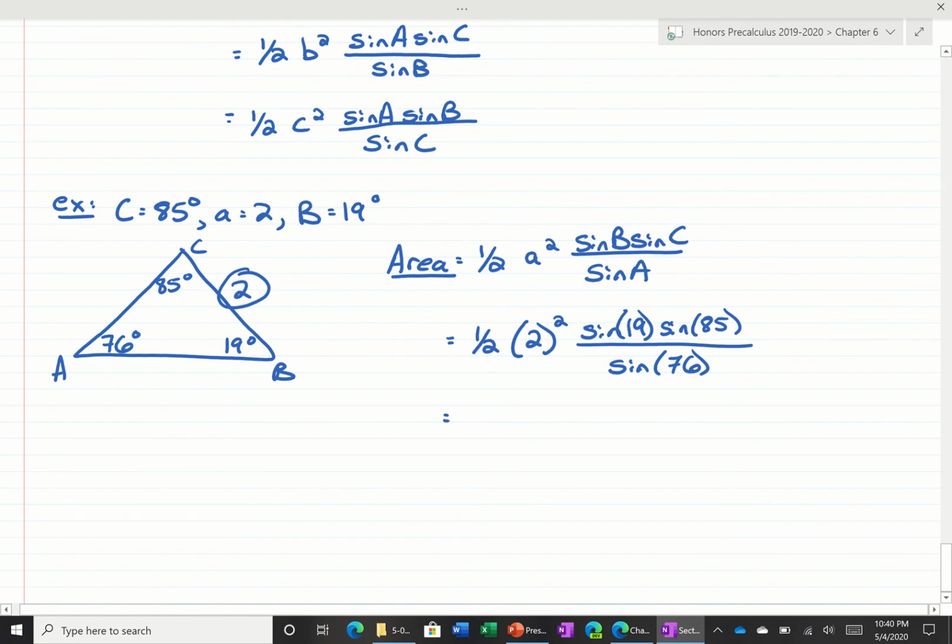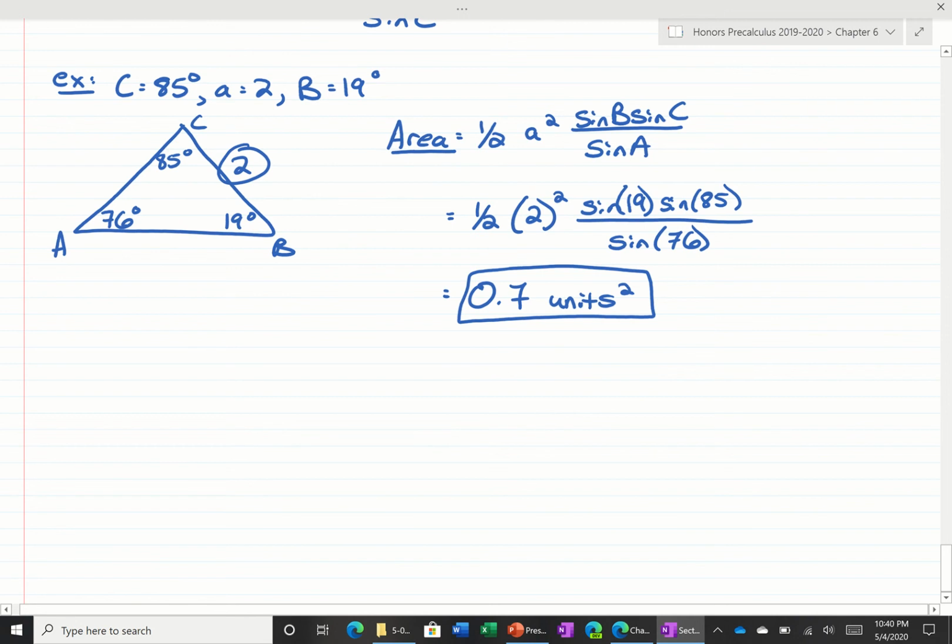So 1/2 times 2 squared times the sine of 19 times the sine of 85, closing the parentheses, and we're dividing by the sine of 76. Comes out to 0.7 square units. And that's a small area, but that's okay because I'm small too. So it's okay to be small.